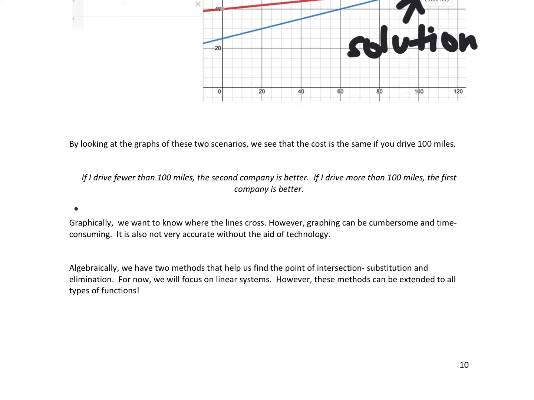So it does say this down here, graphically, we want to know where the lines cross. However, graphing can be cumbersome and time-consuming. It's also not very accurate without the aid of technology. And so that's why we'll tend to use Desmos. You can do this algebraically. There are two ways to do it, substitution and elimination.